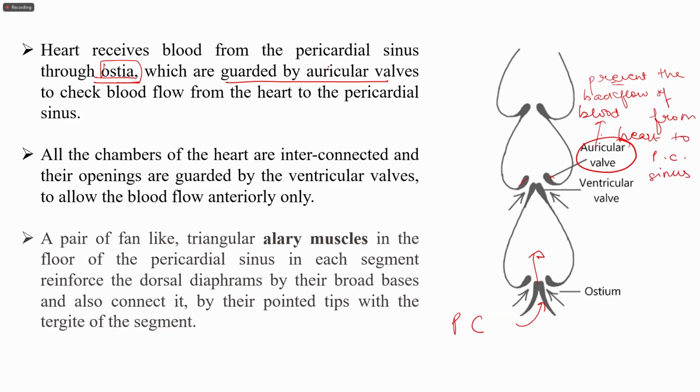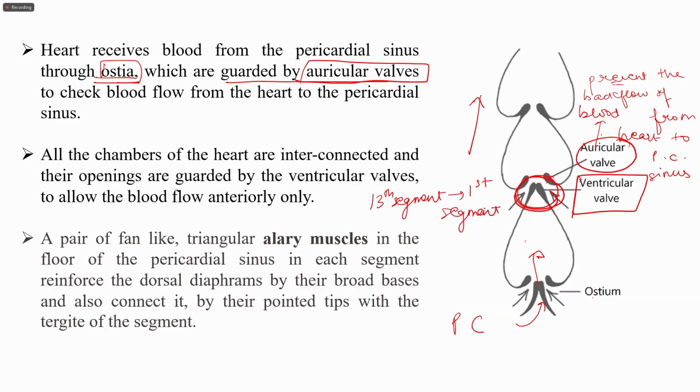So these auricular walls prevent the blood from getting back to the pericardial sinus. All the chambers of the heart, we can see that there are 13 chambers which are laterally guided by the ostia. So all these chambers of the heart are interconnected and their openings are guided by the ventricular walls, to allow the blood flow anteriorly only. So the blood flows from the 13th segment, that is from the head sinus side, to the first segment, which is towards the pericardial sinus side.